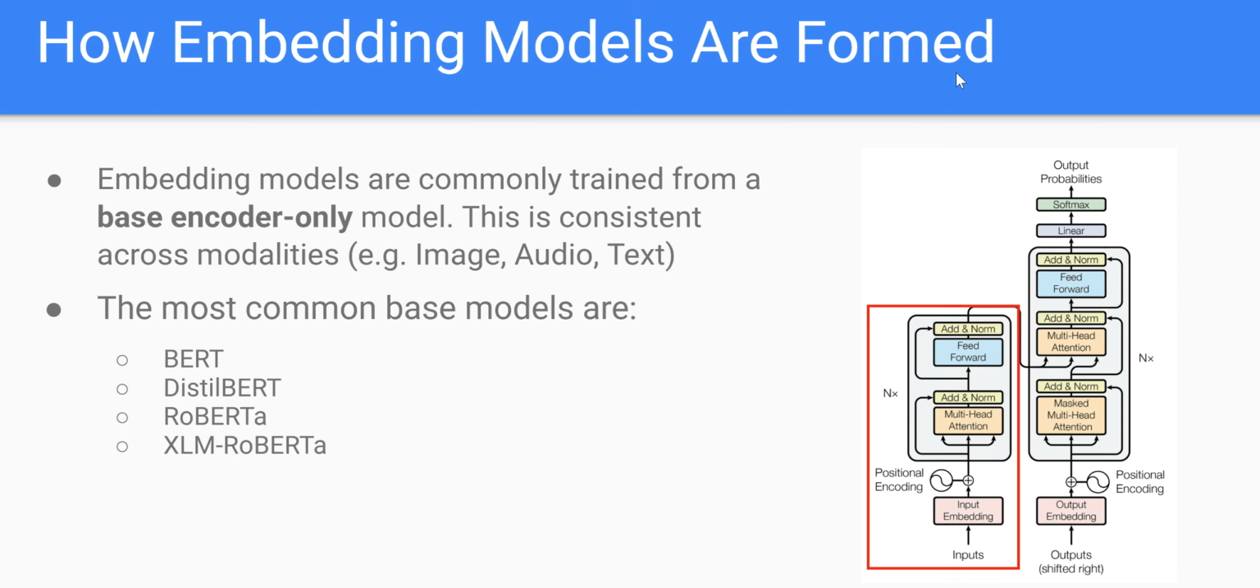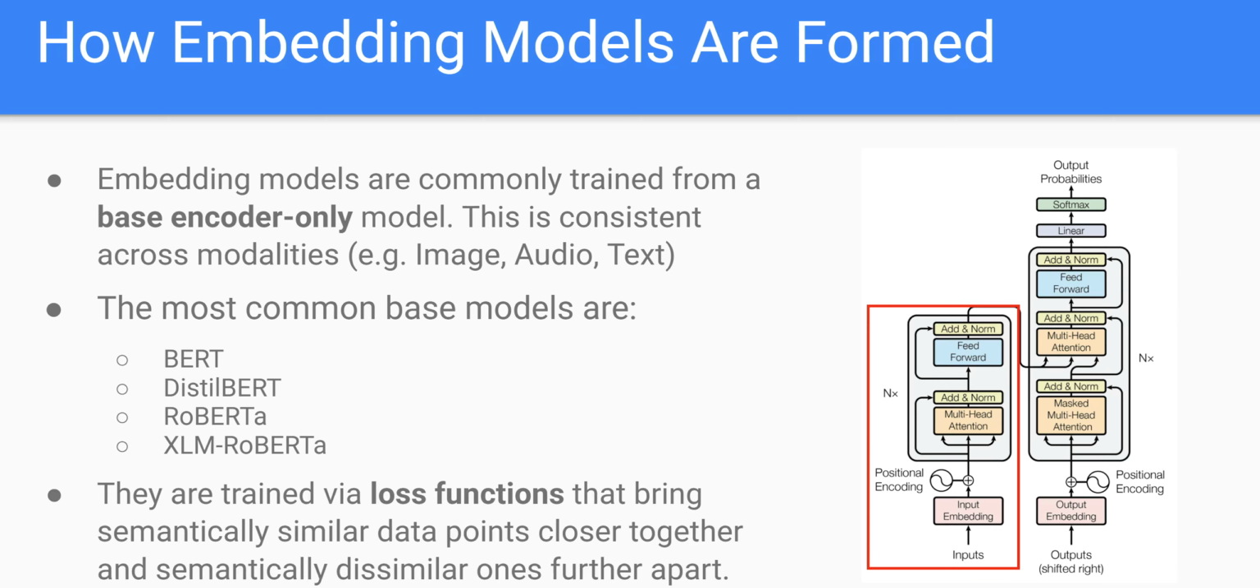Now, some of the most common variations on this encoder only model are BERT, which literally was this encoder model with nothing changed, DistilBERT, RoBERTa, and XLM-RoBERTa. These are the most common base models, and most of the models that you see are just going to be variations or slight changes to this encoder only model.